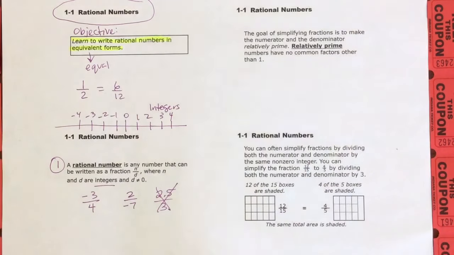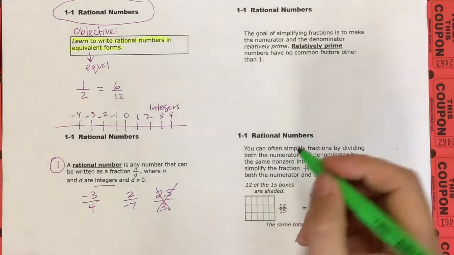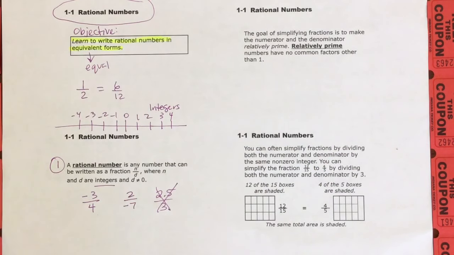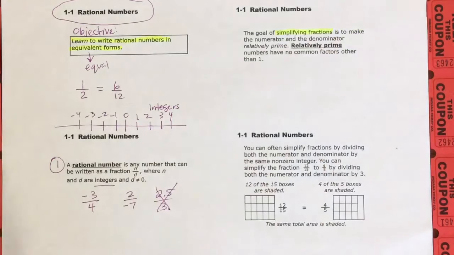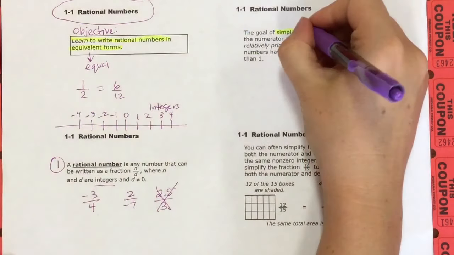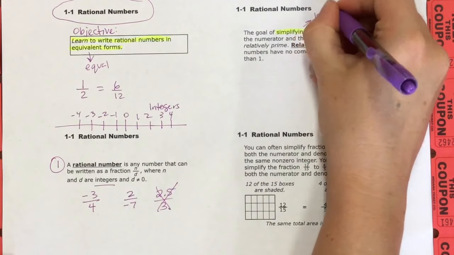Now, we're going to talk about this idea of two numbers being relatively prime. The goal of simplifying fractions is to make the numerator and the denominator relatively prime. So we're going to be simplifying fractions today. A lot of times when I was in school, what they used to call that was putting things in lowest terms.